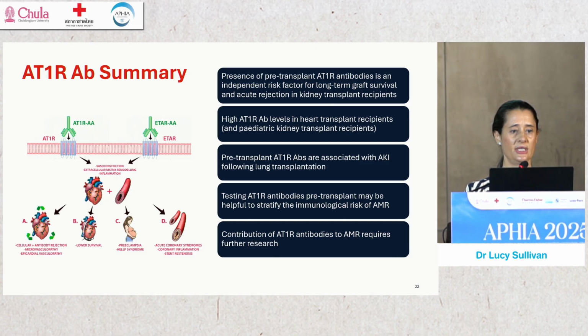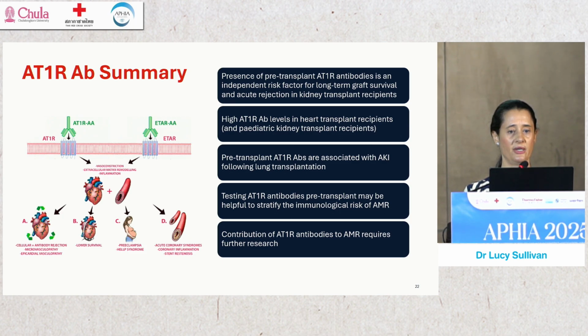So in summary of this part, the presence of pre-transplant AT1R antibodies has been shown as an independent risk factor for long-term graft survival and acute rejection in kidney transplant recipients. There's more work to be done when it comes to liver and heart-lung transplant patients.